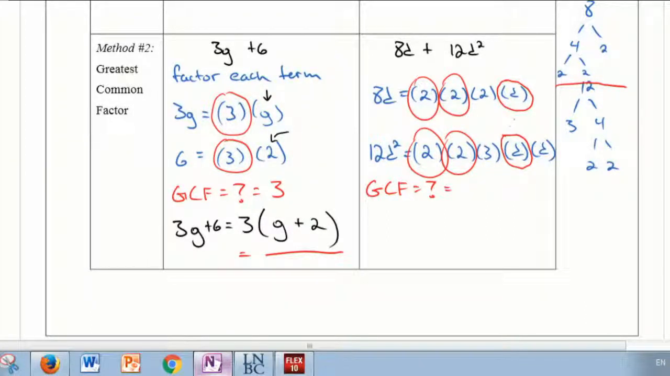So I have a 2, I have another 2, and I have a d. So I could write this as 2 times 2 times d, which is just the same thing as 4 times d.